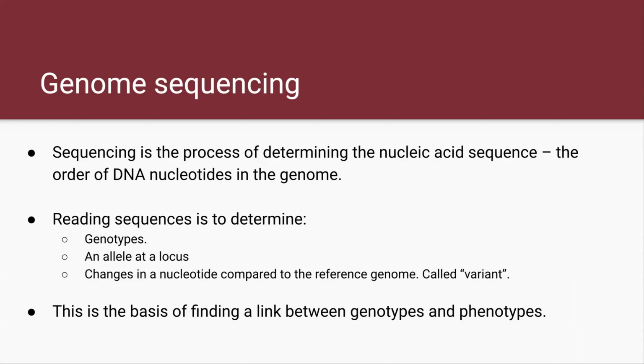So what we get to know is genotypes or alleles at a certain locus and changes in nucleotide sequence compared to the reference genome. So we call the variant, right? As we discussed in the previous sections, genome sequencing is basically the basis of finding a link between genotype and phenotype. That's why it's quite an important technology we have in our biological research.